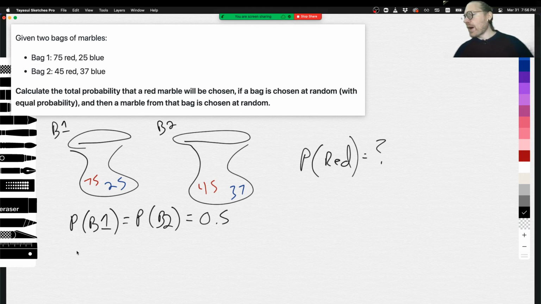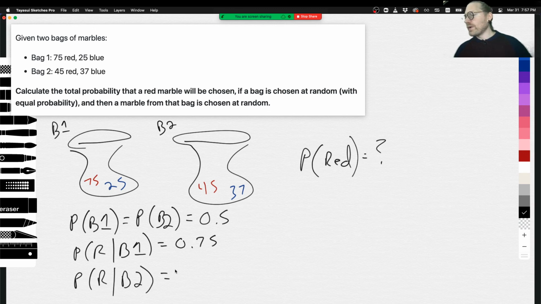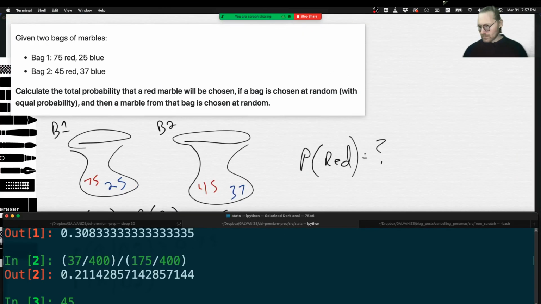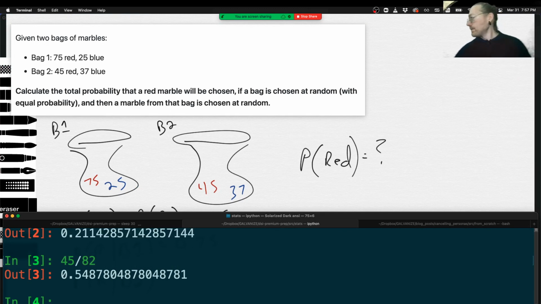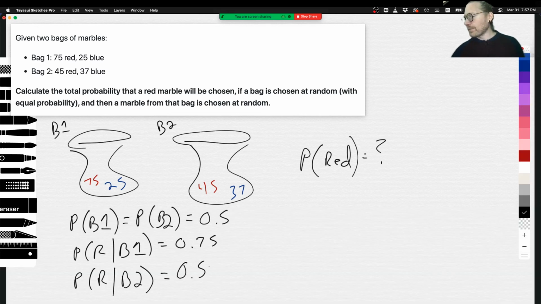We know the probability of red given bag 1, which is going to be what? It's going to be 75 out of 100. It's going to be 0.75. We also know the probability of red given bag 2, which is going to be 45 out of 82. And that looks like 0.549, let's say. So 0.549. And suddenly, we have all the information we need to start answering this question.